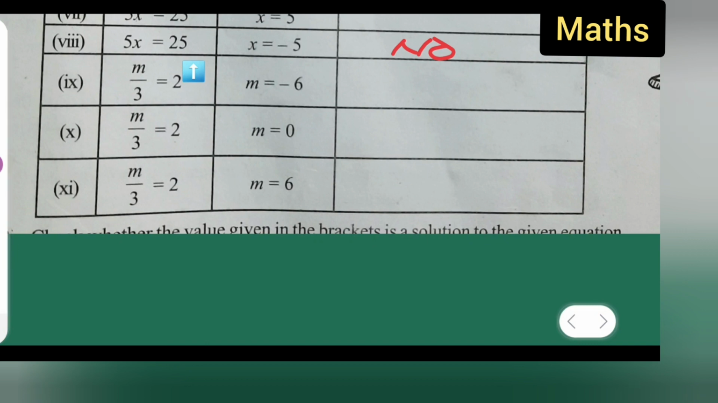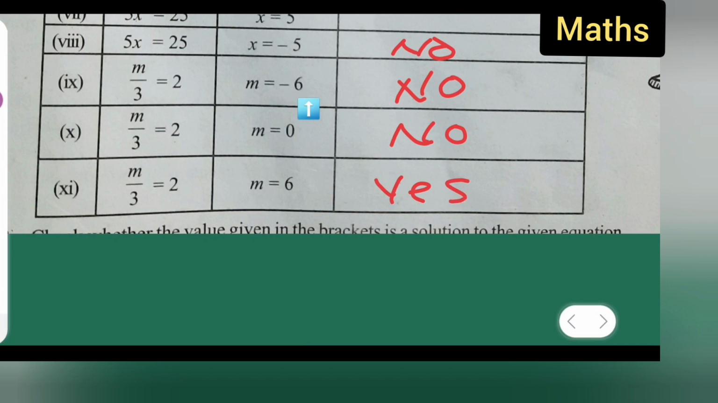Next, let us see this. m upon 3 is equal to 2. So what are you going to get? You should get a positive value, right? Positive 6. So the answer is no. Same here also no, and here it will be S.